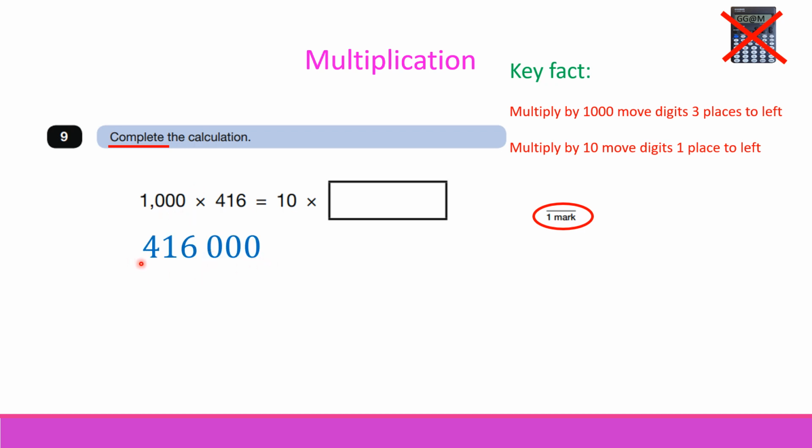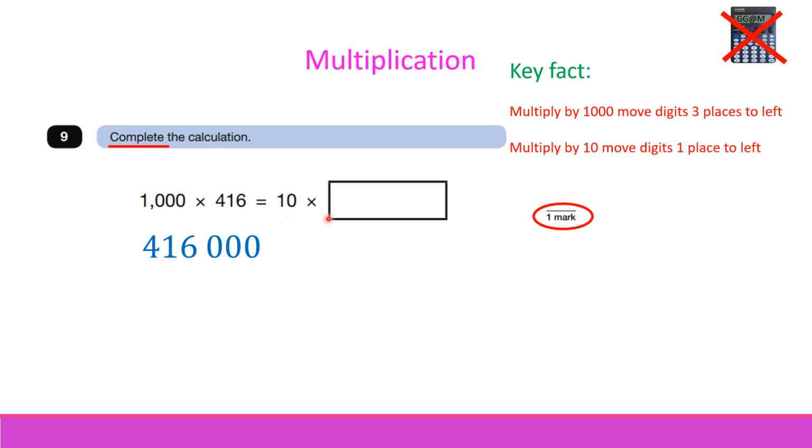So I've got 416,000. So the 4 started here and it's gone 1, 2, 3 places. The 1 started here, it's gone 1, 2, 3 places to the left. The 6 started here, it's gone 1, 2, 3 places to the left. Now when you do multiply by 1,000 and there are no decimal points involved, you can literally just stick 3 zeros on the end. Now that is the answer to the left hand side.